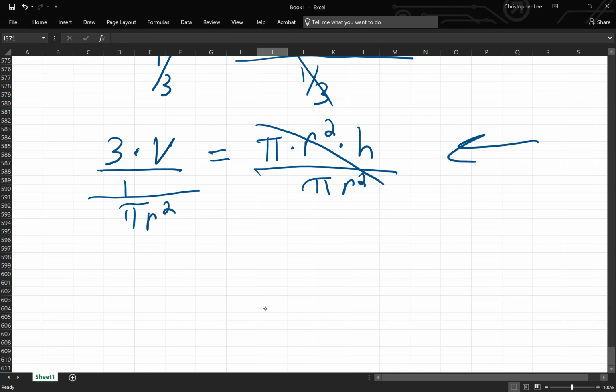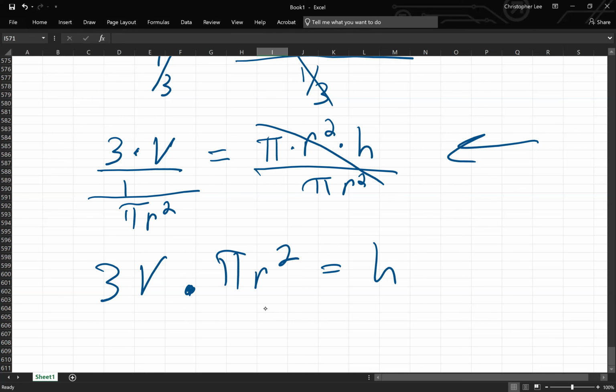But now look, I have a fraction divided by a fraction. You guys know what's going to happen. Keep, change, flip, right? So I'm going to keep my 3v, change the division to multiplication, flip the denominator. That should be it. All right? Equals h. Questions on this?